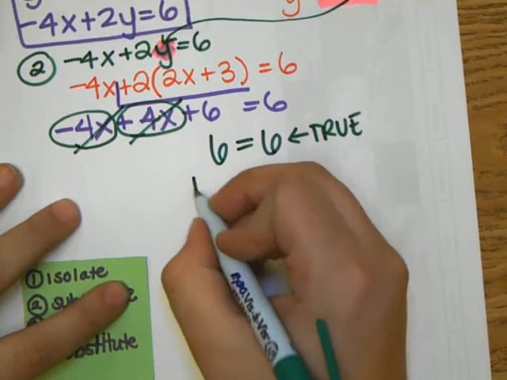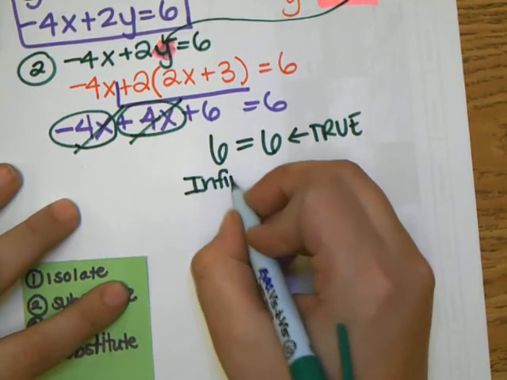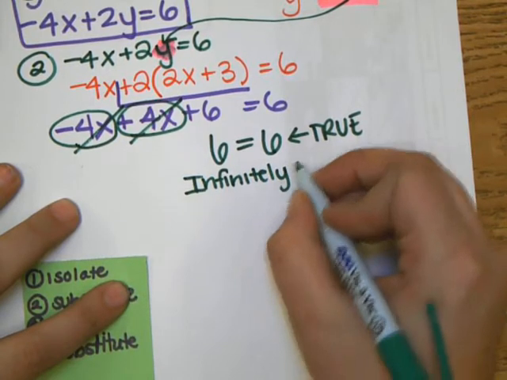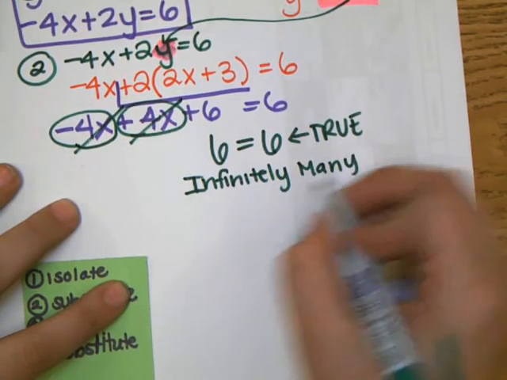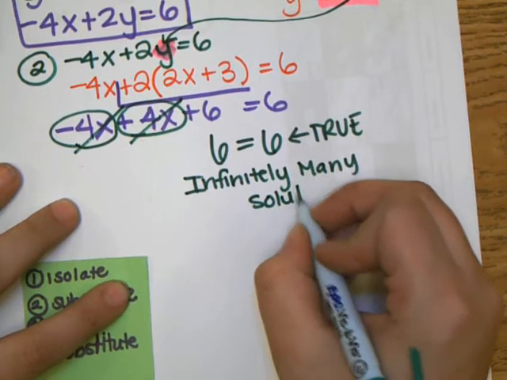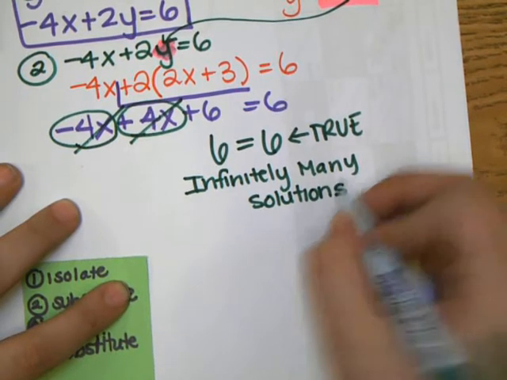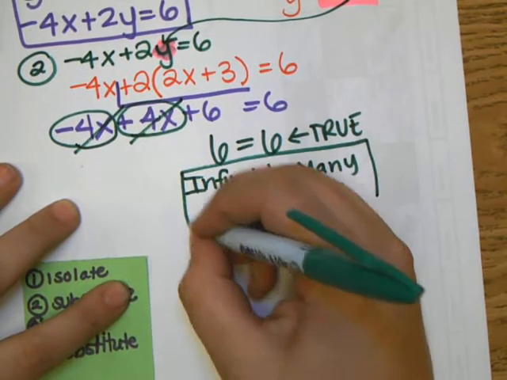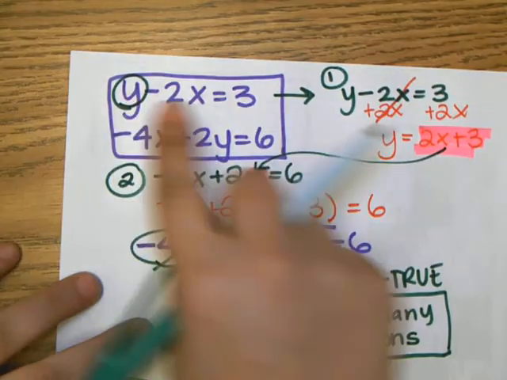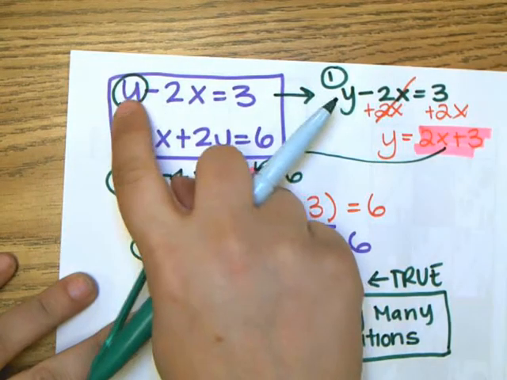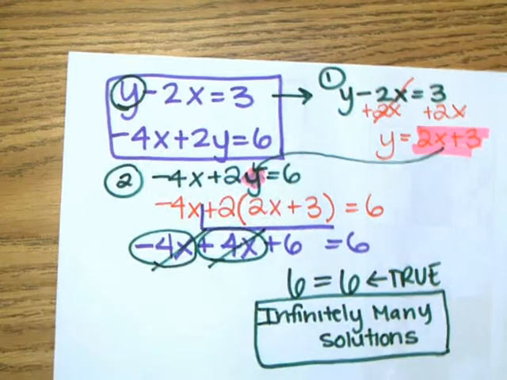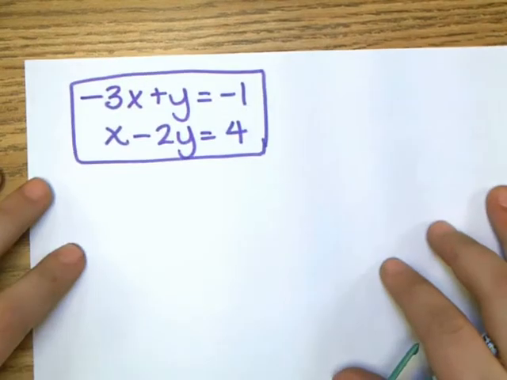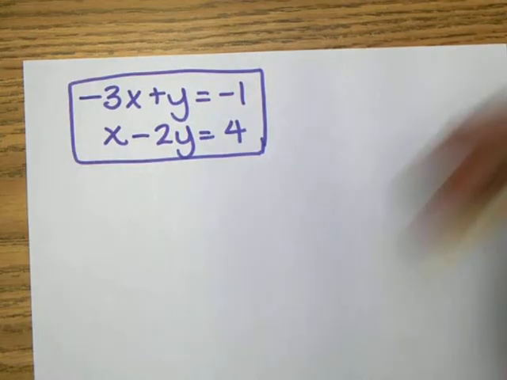This is true. So when the variables go away and there's no variable left, and it comes out true, this represents infinitely many solutions. That means there is not one value for x and y. There are going to be many numbers that can replace the x and the y here and here.